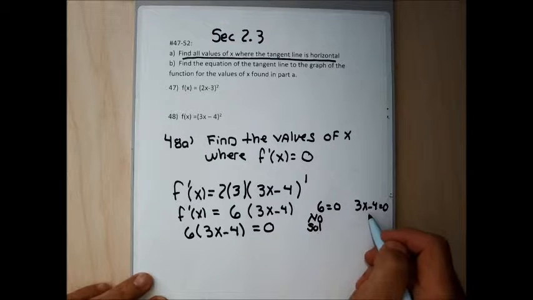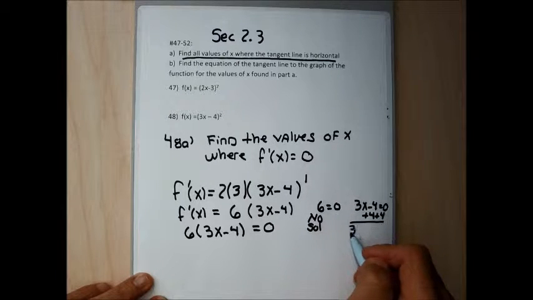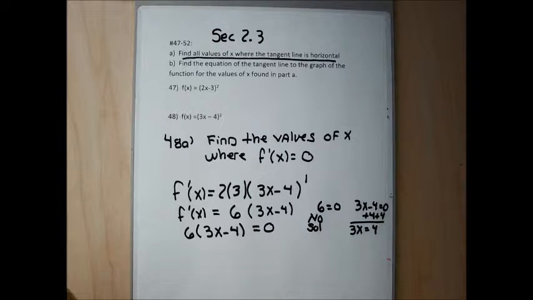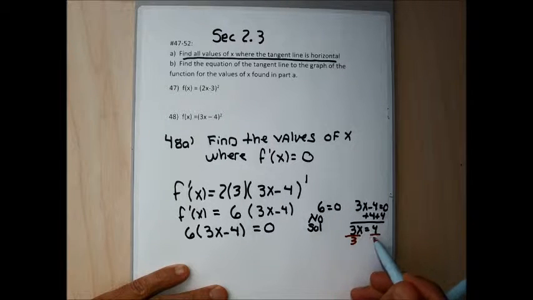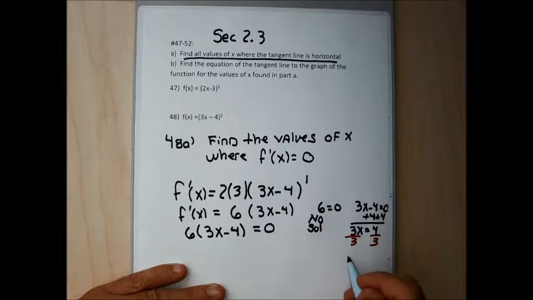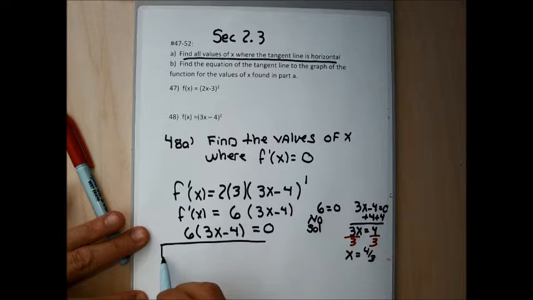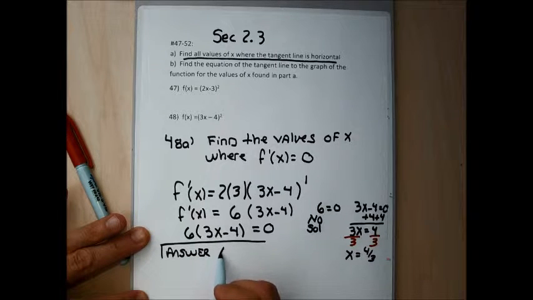The 3x minus 4, to solve it, set equal to 0. First you add 4 to both sides. That will give you 3x equal to 4. And then you divide both sides by 3, and you get x equal to 4/3, which is a fraction, but it turns out to be not the worst fraction in the world when it comes to do part B. So my answer to 48a, the values of x where the tangent line is horizontal, is x equal to 4/3.